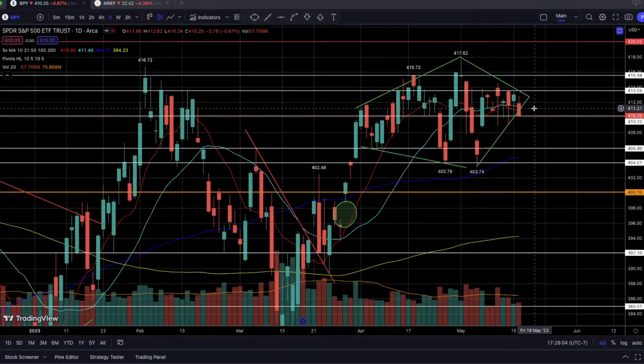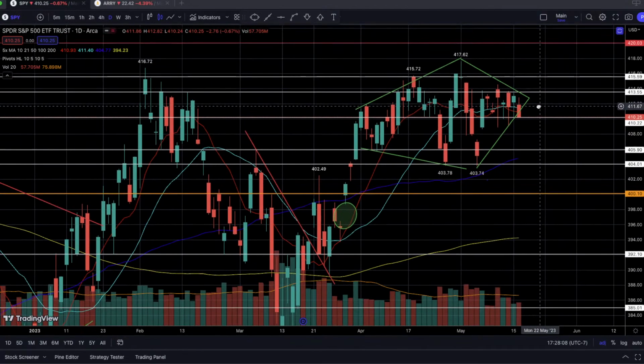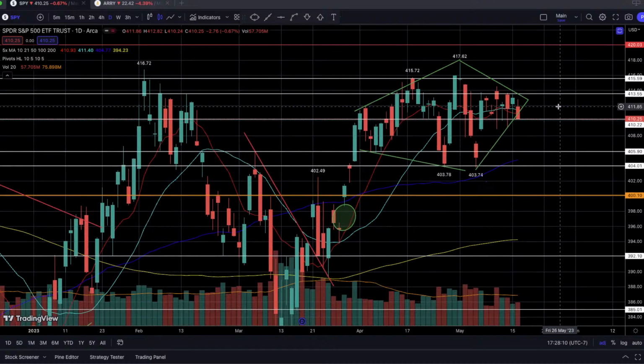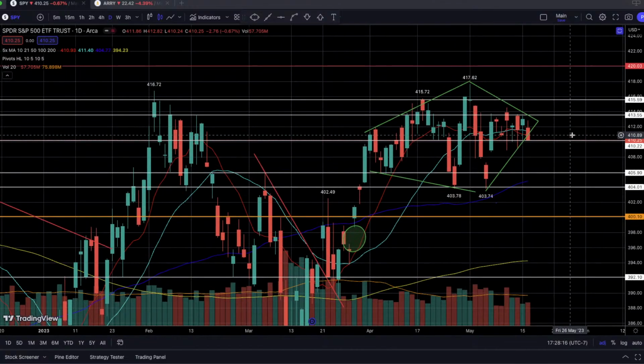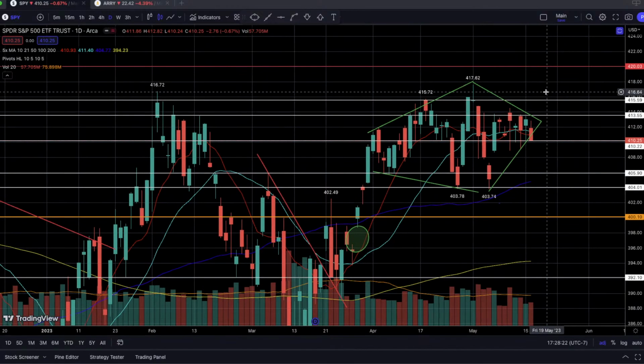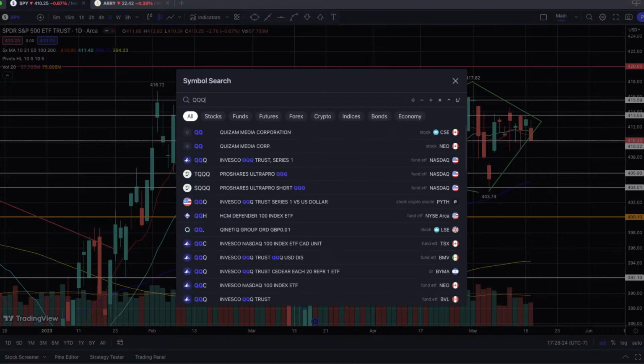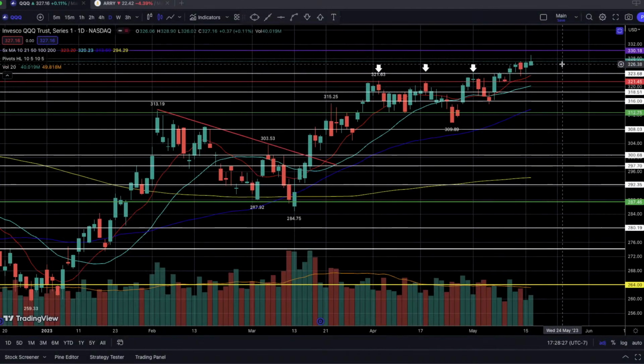So it's all going to depend on Friday, when we have OPEX and all the options and everything else is going to be expiring simultaneously. So again, we're still stuck at that 410 to 413.50 range. And then QQQ, the Qs are in a completely different world.